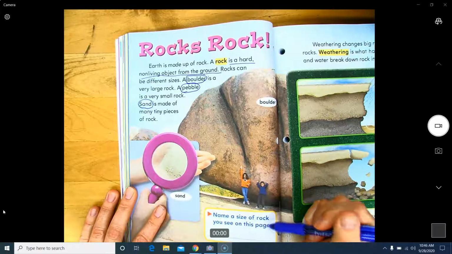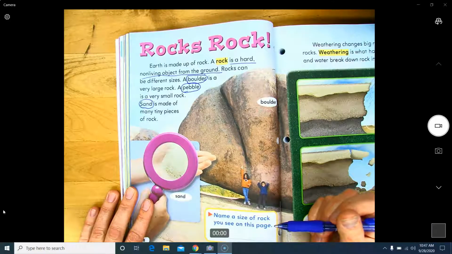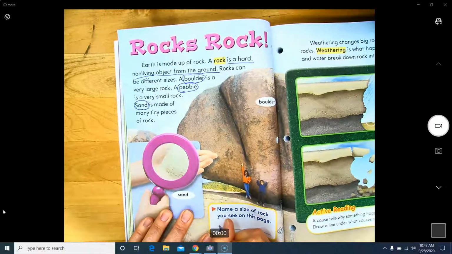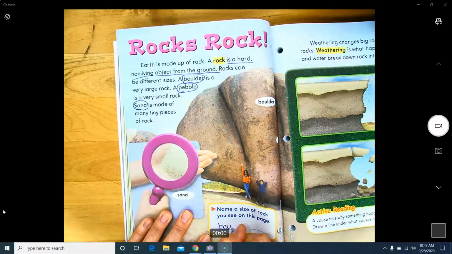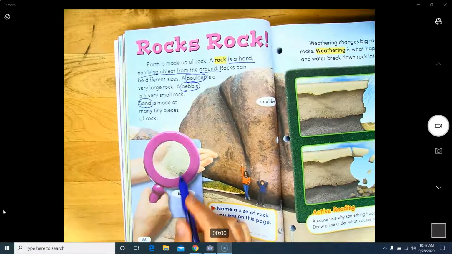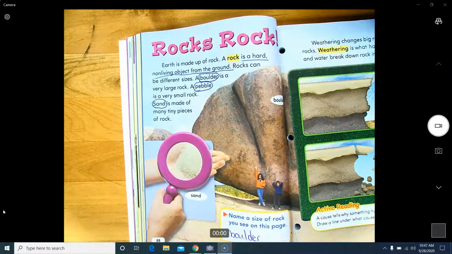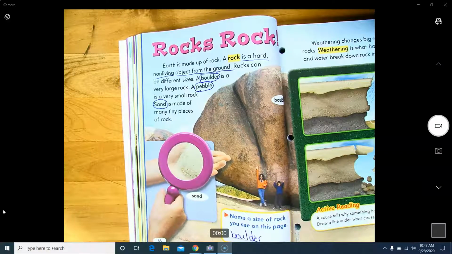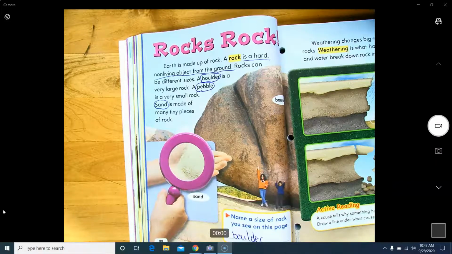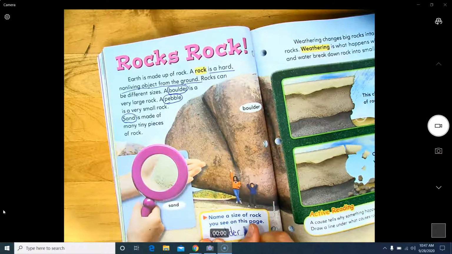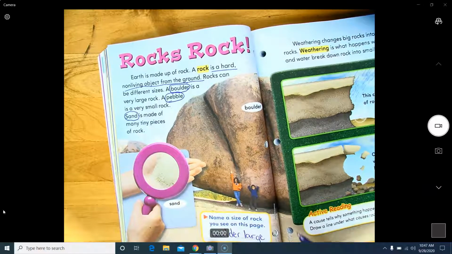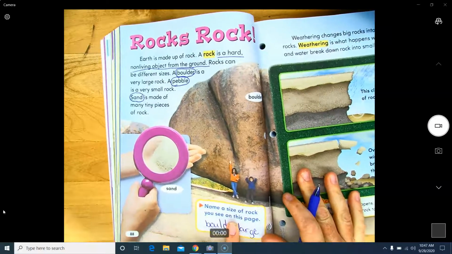Name the size of rock you see on this page. Well, we just talked about it. We have boulder. And then there is also sand on this page. The sand is very small rock. Okay, so the boulder is large, or you could have said the sand is small, and that is naming the size of the rock. Okay?